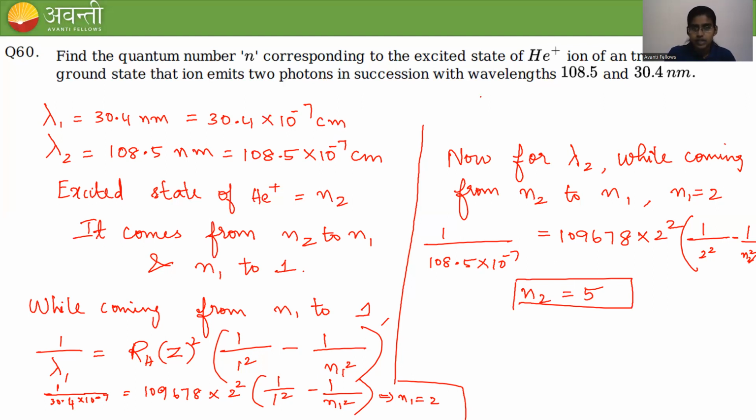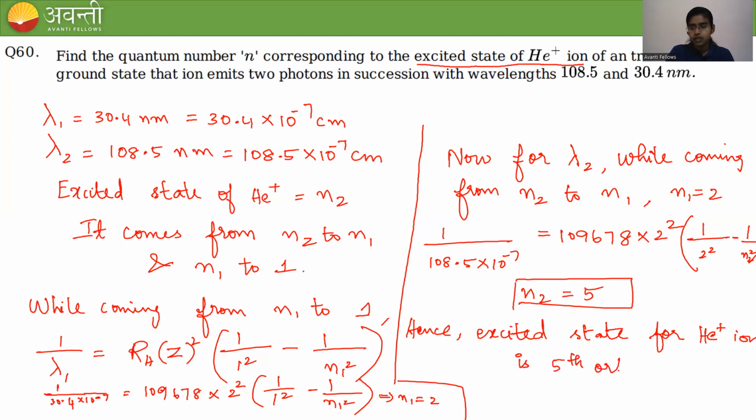So we have to find out the excited state of helium plus, right? And the corresponding n value we have to find out for this particular ion. The n is nothing but the principal quantum number, that is the number of the shell or the number of the orbit. So the excited state for helium plus ion is the fifth orbit. So the answer is 5. Okay, this is how you have to calculate.